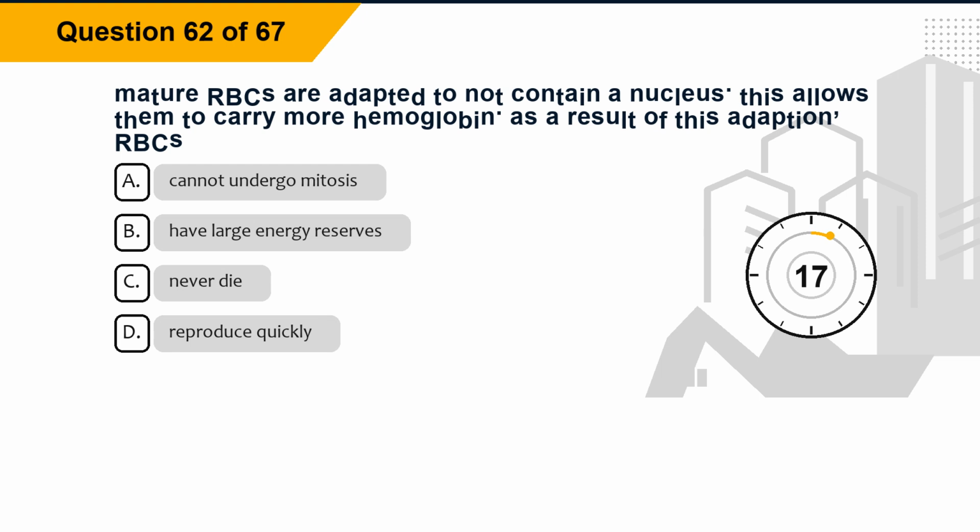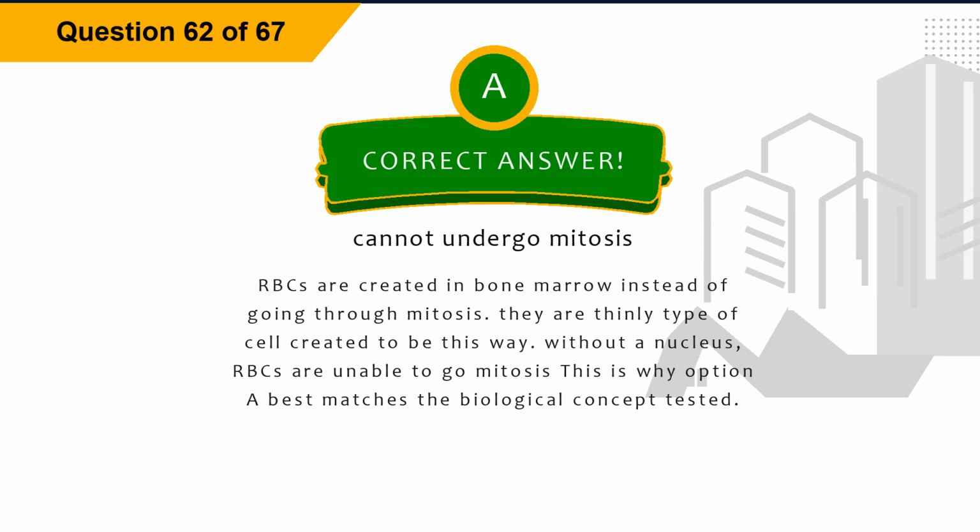Question 62. Mature RBCs are adapted to not contain a nucleus. This allows them to carry more hemoglobin. As a result of this adaptation, RBCs option A, cannot undergo mitosis. Option B, have large energy reserves. Option C, never die. Option D, reproduce quickly. The correct answer is option A, cannot undergo mitosis. Explanation: RBCs are created in bone marrow instead of going through mitosis. They are a type of cell created to be this way. Without a nucleus, RBCs are unable to undergo mitosis. This is why option A best matches the biological concept tested.